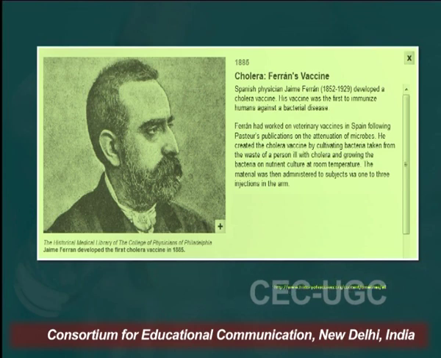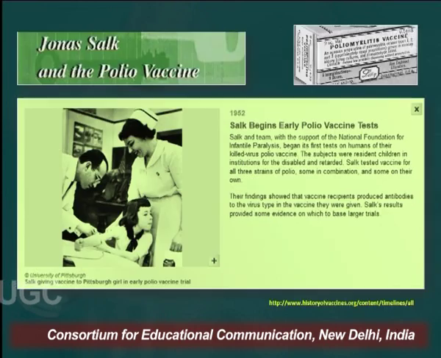So we can see over here how exactly the cholera vaccine was developed. Now the next vaccine which came into the picture was by Jonas Salk. He was the scientist who developed the polio vaccine. So the polio vaccine developed by him is many a times referred to as the Salk polio vaccine. Now this was a vaccine which was initially developed for polio. So this was an inactivated vaccine.